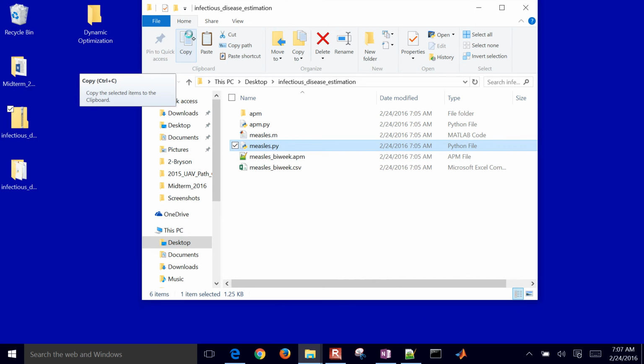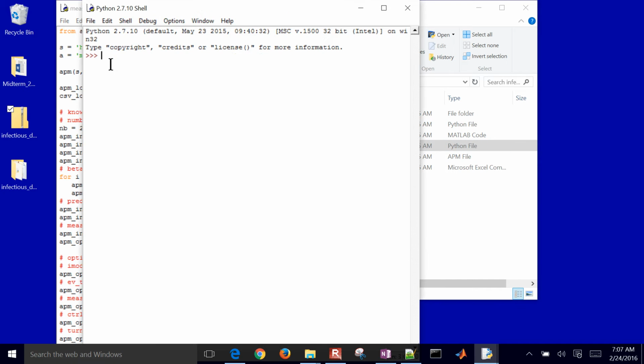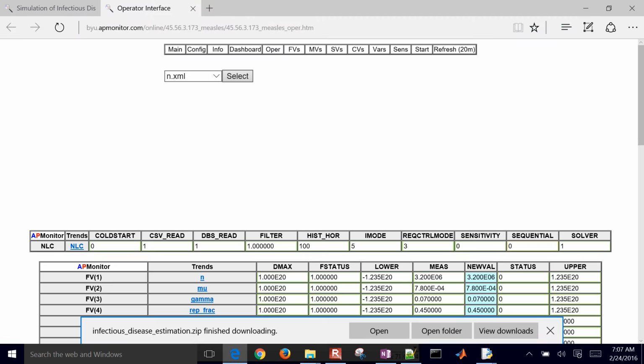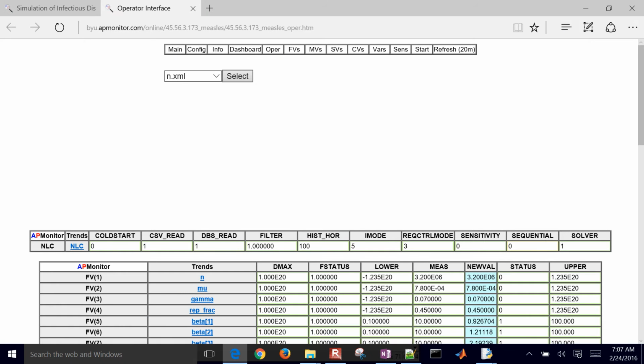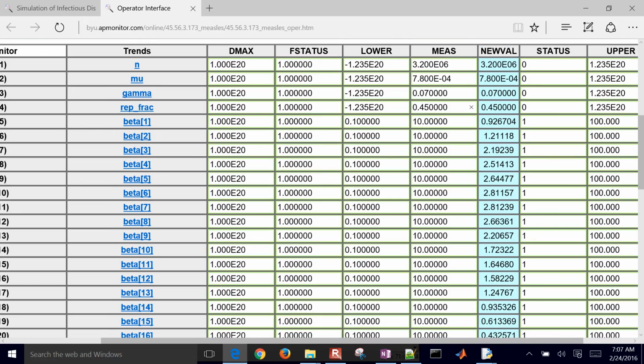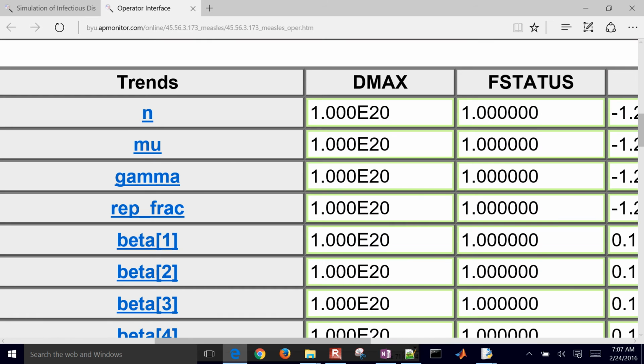I'm just going to do Python for this one and run it, and then once it runs, we're going to see it'll open up a web interface, and then we can see these values. Okay, gamma and beta values. We are not yet estimating the gamma values. Okay, so it's just fixed at this gamma value here.